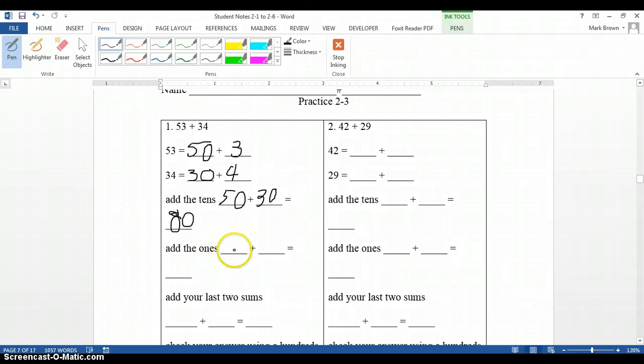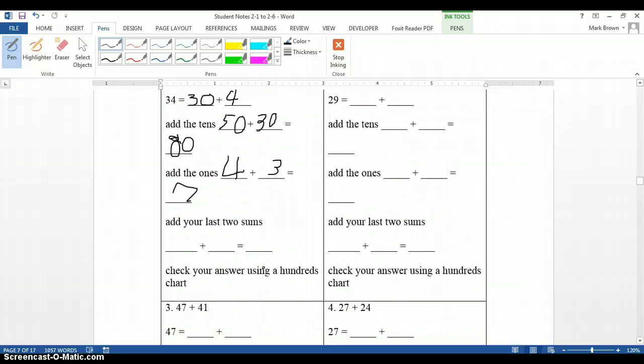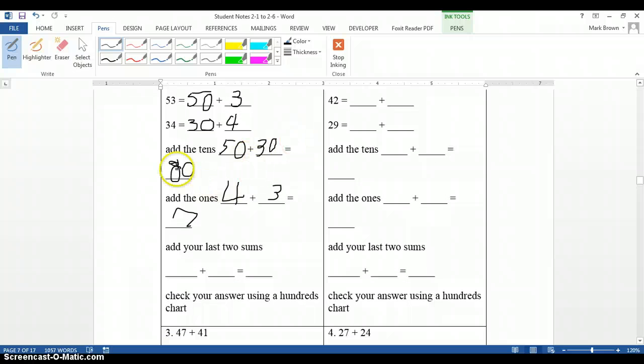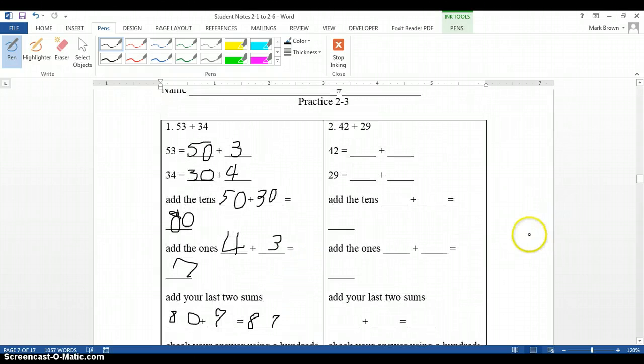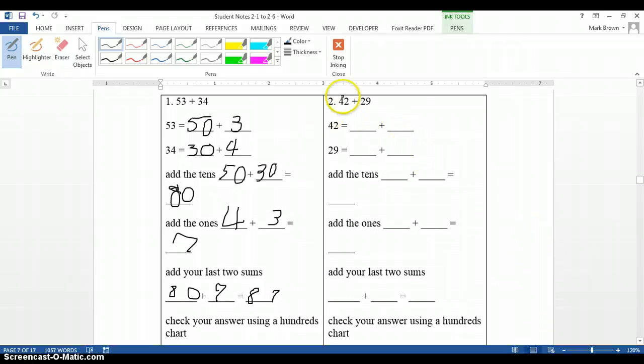Now, so I've added the tens, now I'm going to add the ones. 4 plus 3. And that's going to give us a total of 7. Now, if I add my last two sums, my sums or my answers, I have 80 plus 7. 80 plus 7 is 87. So just like that, I've got my answer. Okay? I'll do one more of this type of example.